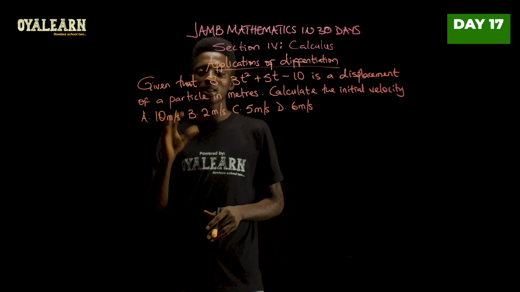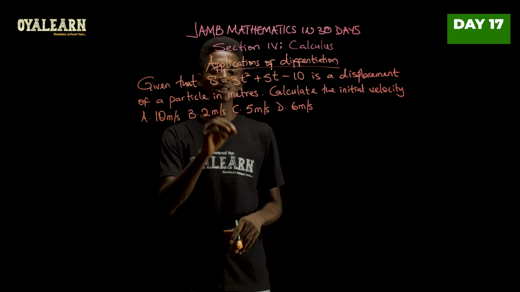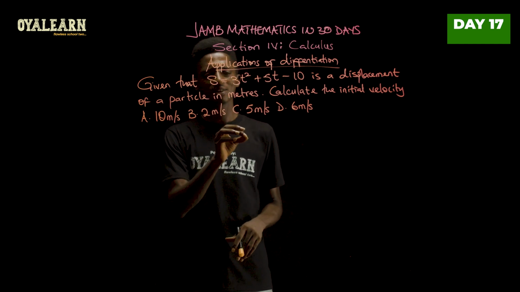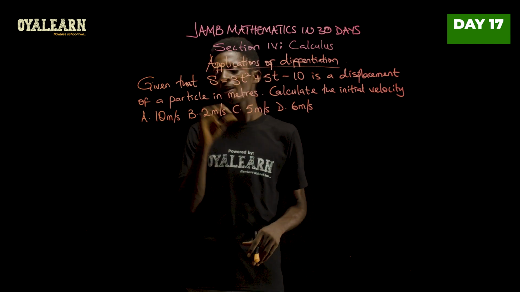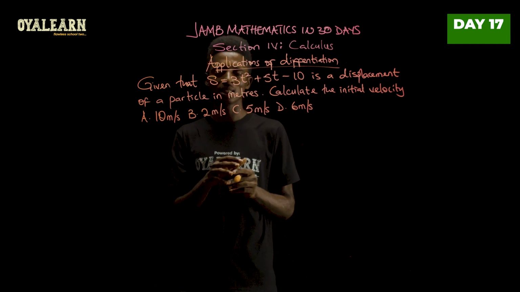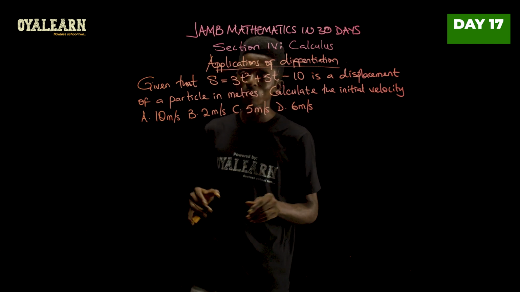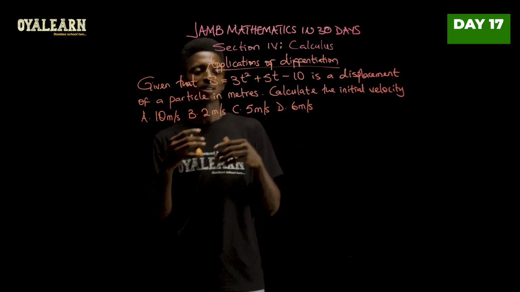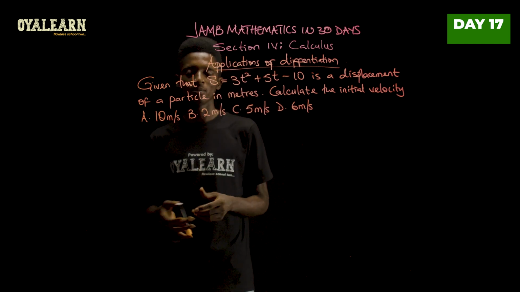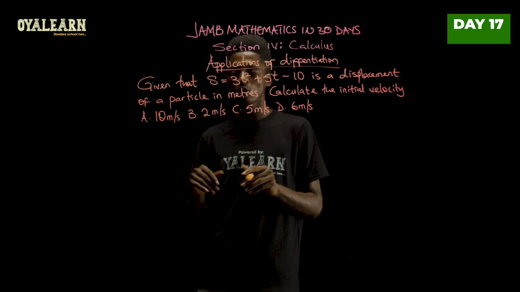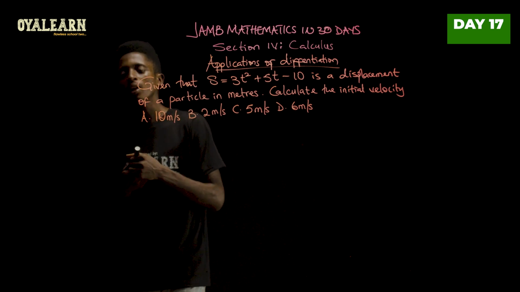This question says, given that s equals 3t squared plus 5t minus 10 is the displacement of a particle in meters, calculate the initial velocity. Now, this is a question that has to do with displacement, velocity, and time. Quickly, before I solve this, let me show you something.